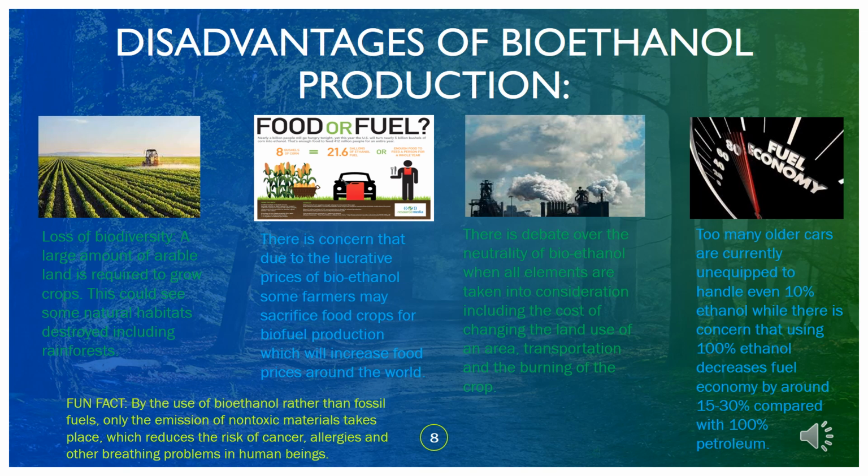Finally, we realized that too many older cars are currently unequipped to handle even 10% of ethanol, while there's even a concern that using 100% ethanol decreases fuel economy by around 15 to 13% compared with 100% petroleum. So, yes, a lot of cars which are currently in the system are not modern. So then they cannot even handle something like E10, where the ethanol is only 10%. How much more E100, which is where the ethanol would be 100%.